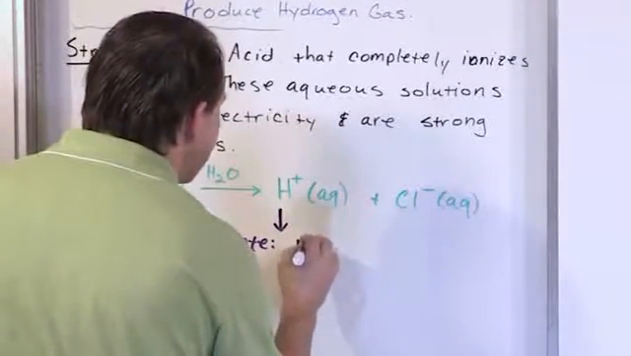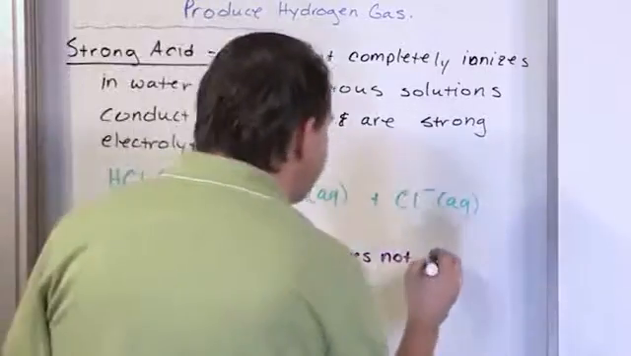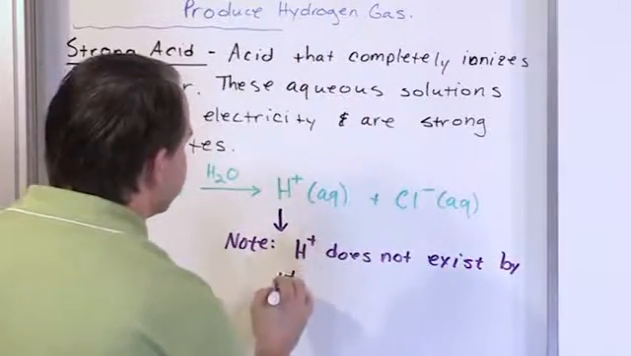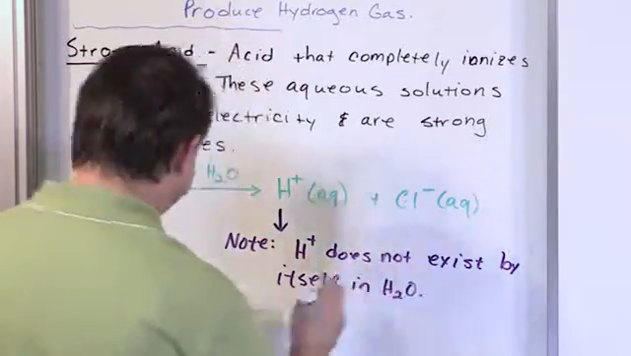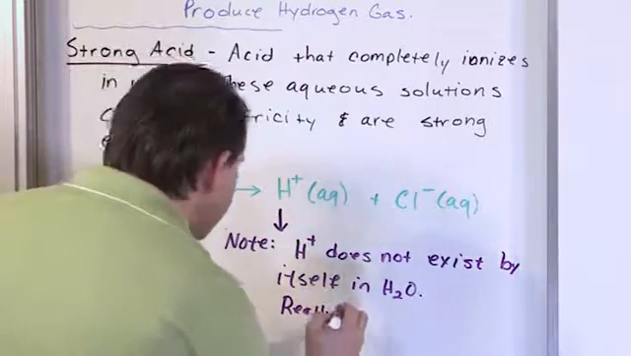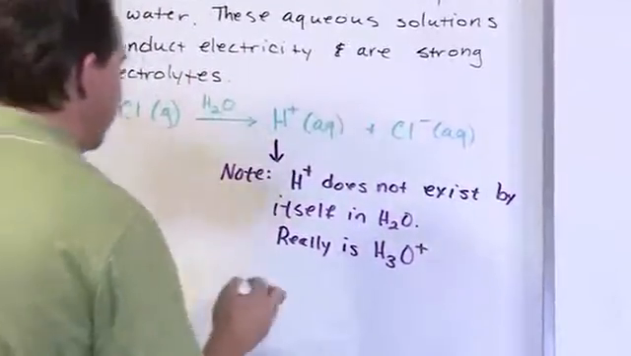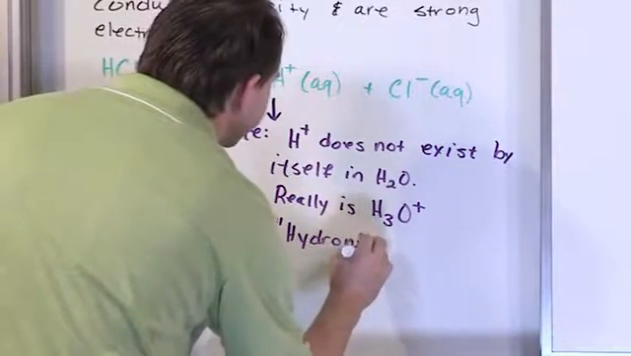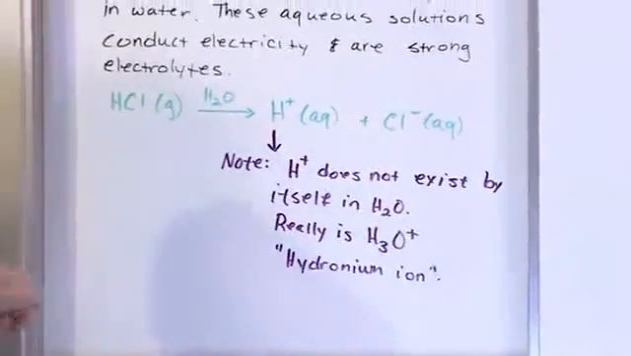H plus as an ion does not exist by itself in water. Really it is what we call H3O plus, and that is called a hydronium ion.